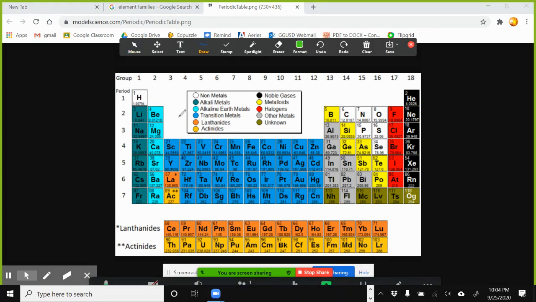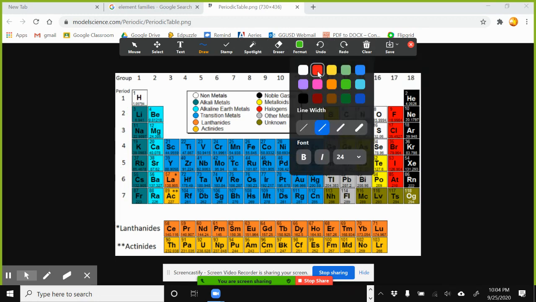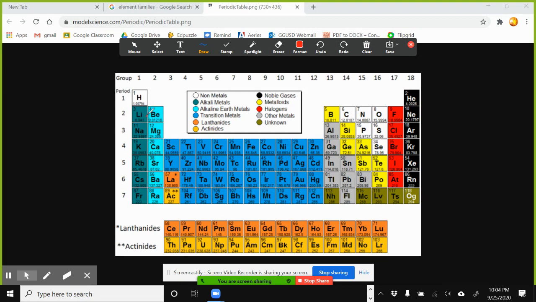Now, why are they divided into these families? Like, why are these all alkali metals? And the answer is because families share similar chemical properties. So alkali metals are extremely reactive. Out of all the metals out there, these are the ones that are most likely to explode immediately on contact with water because they are so reactive.